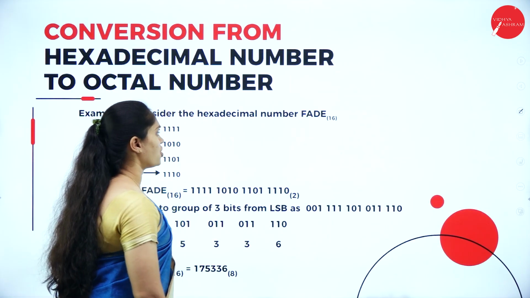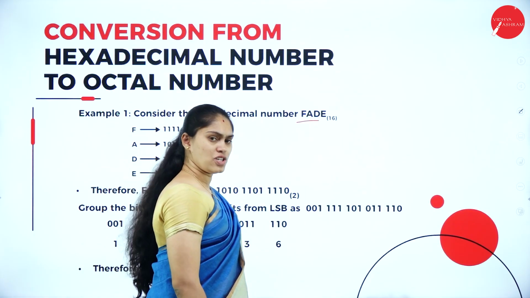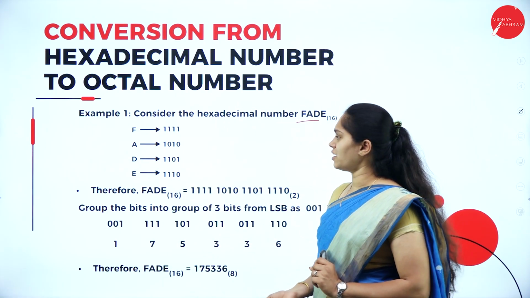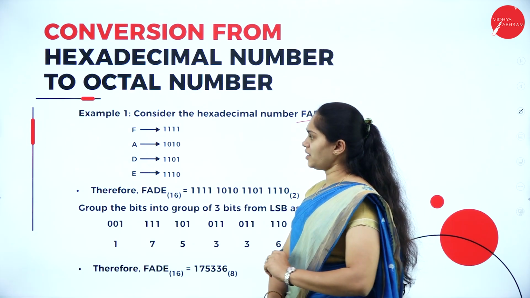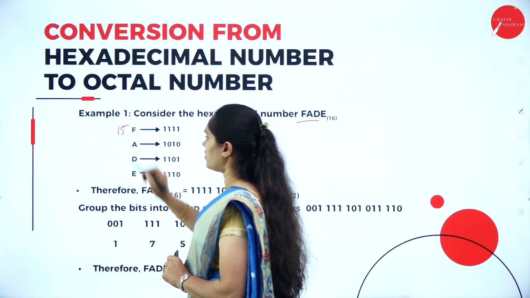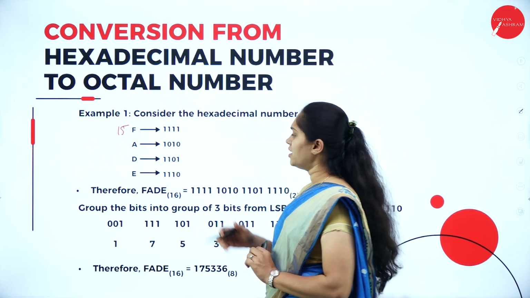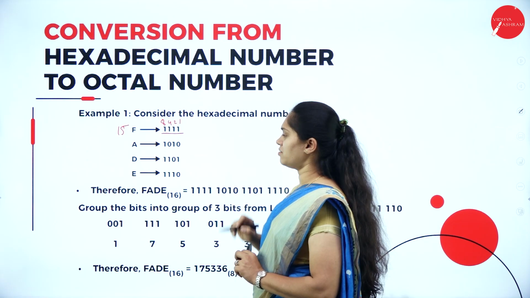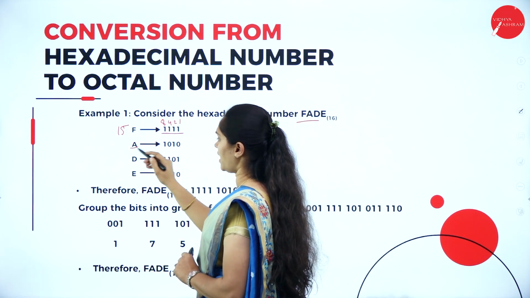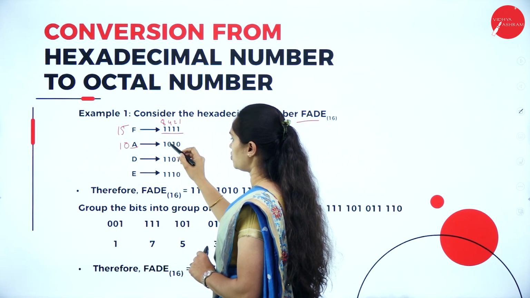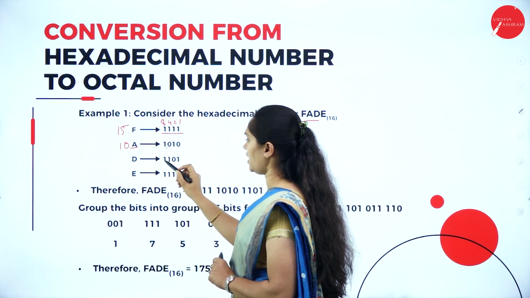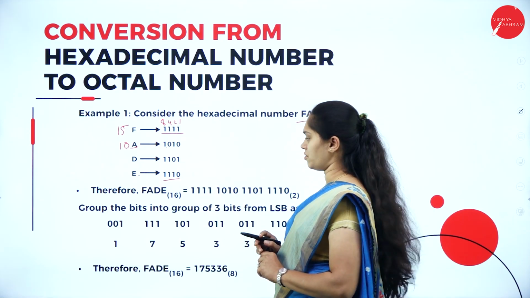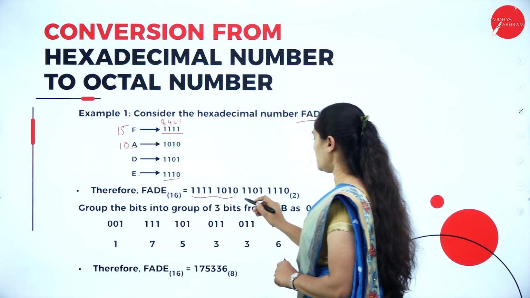We'll see the first question. Here we have FADE, which is of base 16. Now we have to convert that into an octal number. What do you mean by F here? That is equivalent to 15 in hexadecimal. Using the 8421 format, it will be 1111. A, that is 10: 8 plus 2 is 10, so 1010. D is 1101. E, that is 14, is 1110. After this, we get the answer like this.